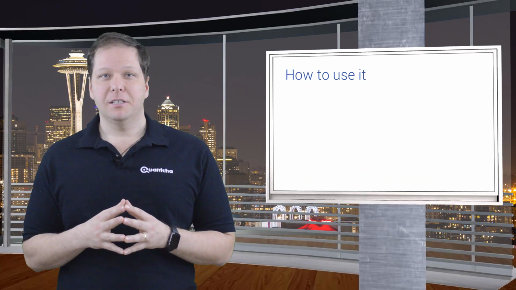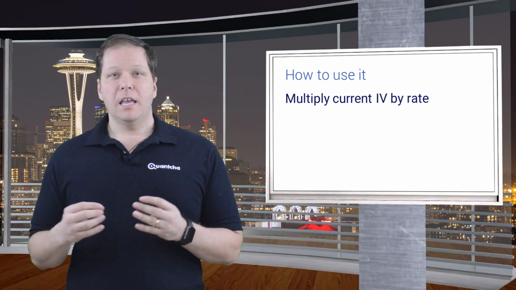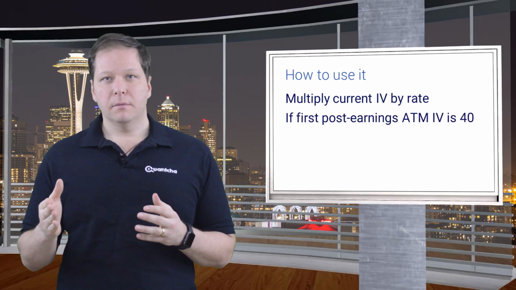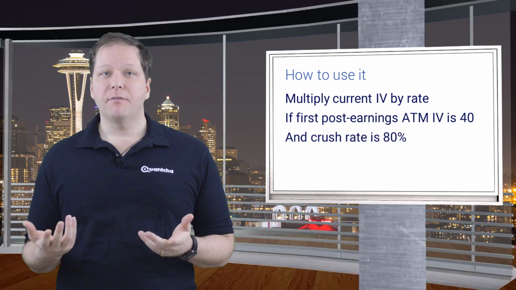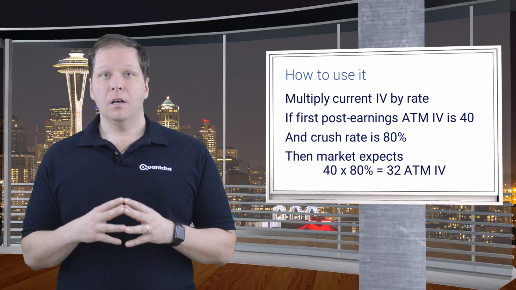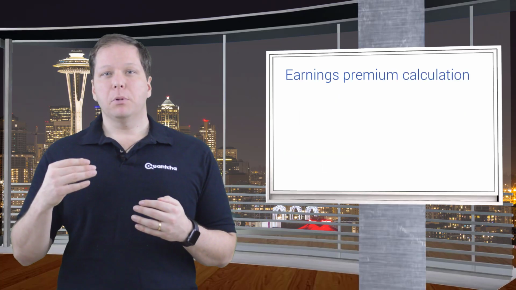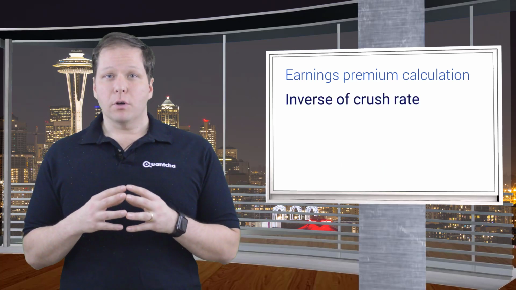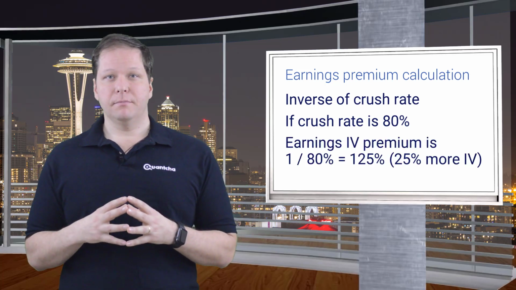Well, it's actually really easy. Simply multiply the current volatility by the earnings crush rate. For example, if the first at-the-money options expiring after earnings are currently trading at a 40 volatility and the crush rate is 80%, then the market is expecting that the at-the-money implied volatility for that date to trade at 32 after the announcement. On the other hand, you may be interested in figuring out how much earnings premium is being applied to the volatility. This is just the inverse of the crush rate. If the crush rate is 80%, then the market is inflating the volatility by 25%.